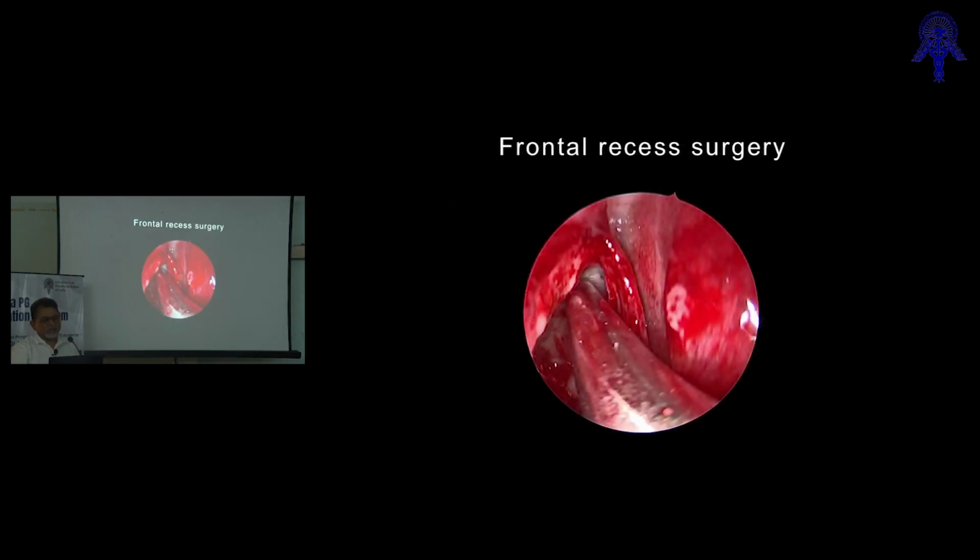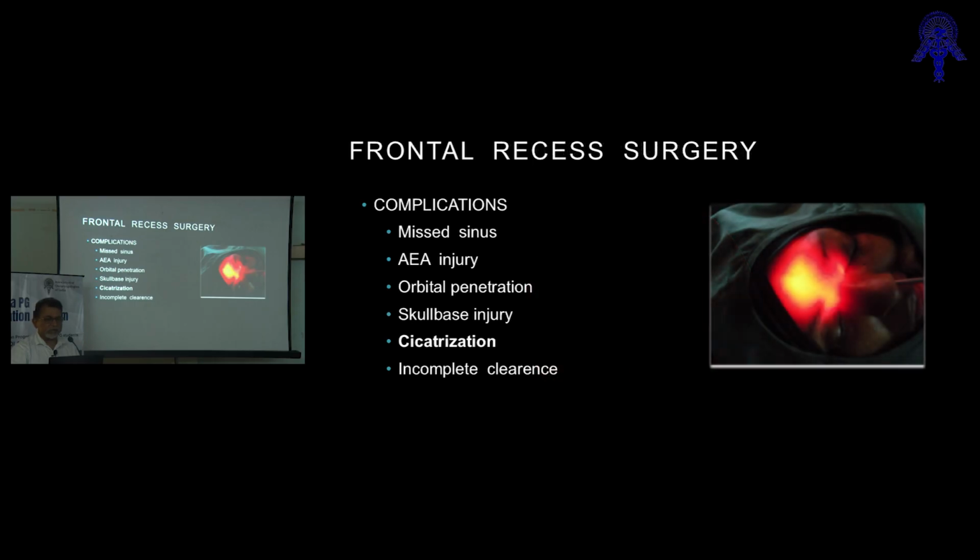And this is again, I think, frontal recess surgery. What are the complications? Ideally, all of us should see this kind of an image when we do a frontal sinus surgery, making sure that we have opened everything. And anterior ethmoidal artery injury, as we have already discussed, orbital penetration because orbital cells are there in the frontal recess. Skull base injury can also happen because the anterior ethmoidal artery area is the skull base if you injure, and obviously incomplete clearance.